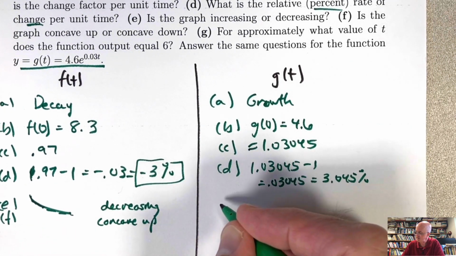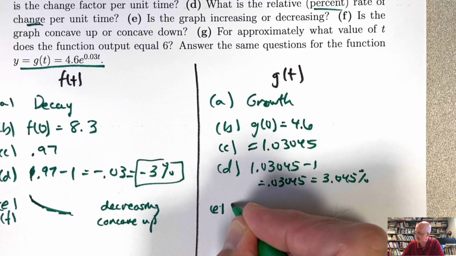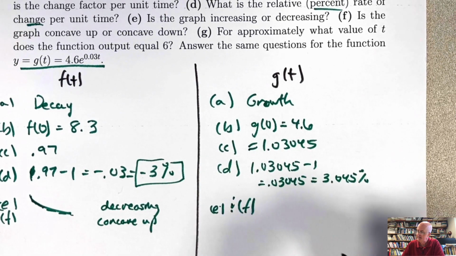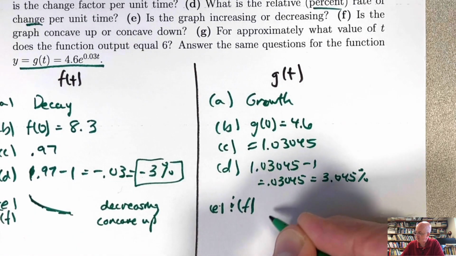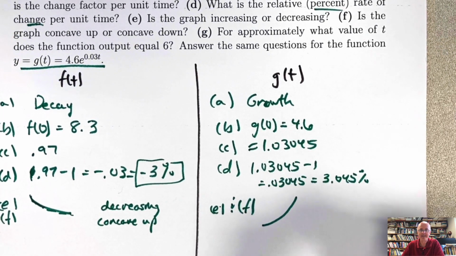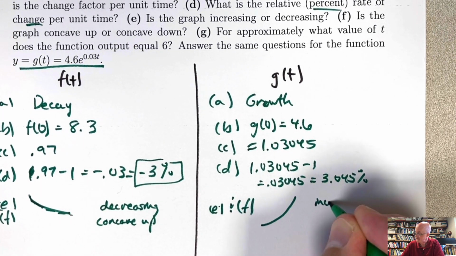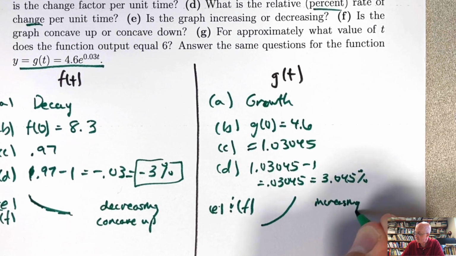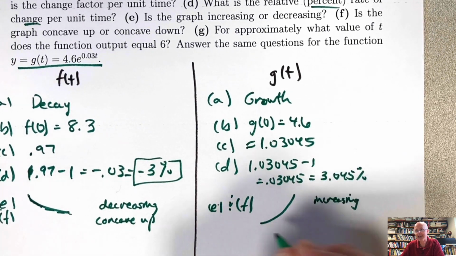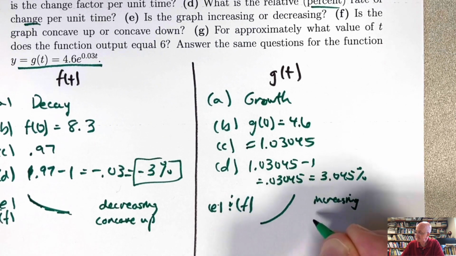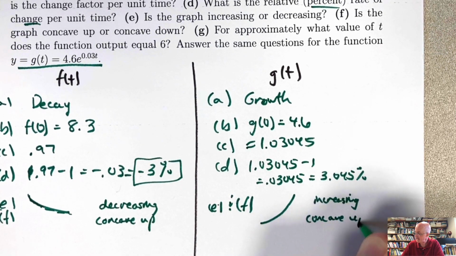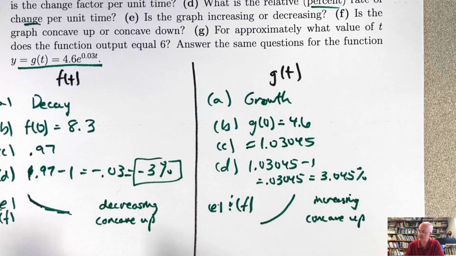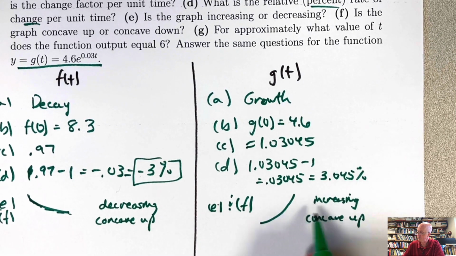With the function g of t, we're doing again E and F. That function is exponential growth. The graph will end up looking like that. That's increasing. It's moving upward. Function values are going up as t increases. It is still concave up. It still looks like part of a smile. So both cases are concave up, whether you are decaying or growing. But with decay, you are a decreasing function, and with growth, you are an increasing function.